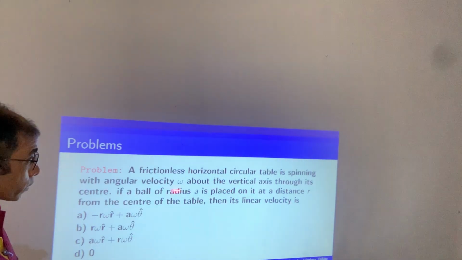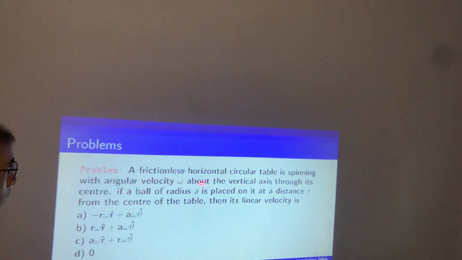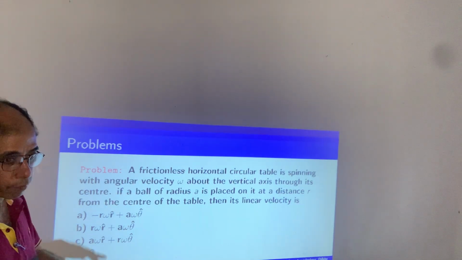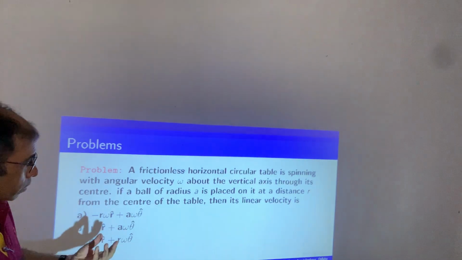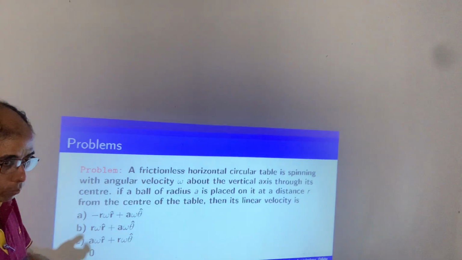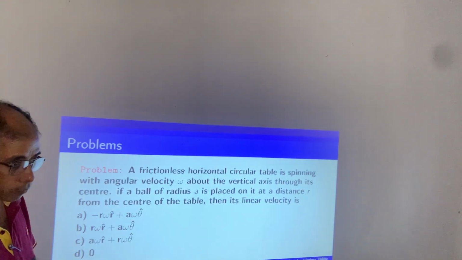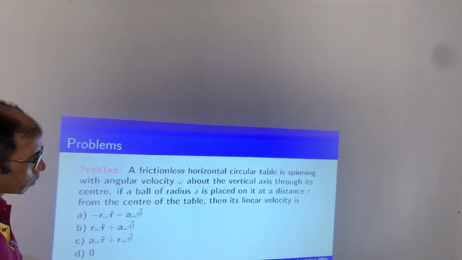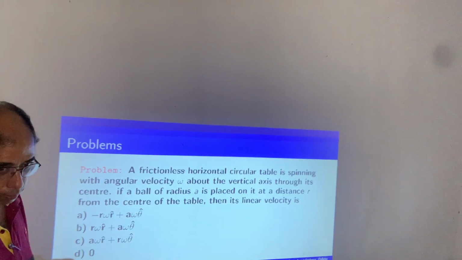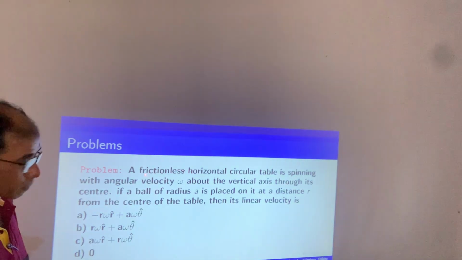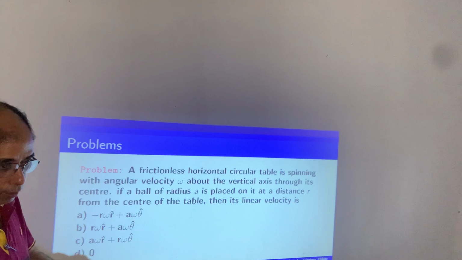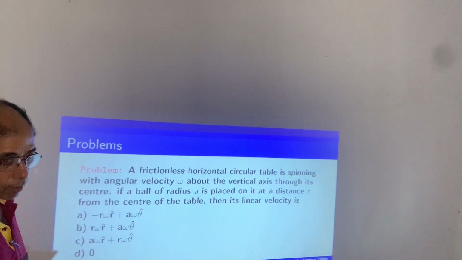Now just think, there is no friction. Frictionless horizontal, this is important. So when you place a ball on something frictionless, what happens? What is the force acting on this ball which has been placed on the table? There is only one force acting, that is the weight. Other than that, is there any other force acting? It is frictionless. So when you place something on a frictionless surface and that surface is moving, what happens?